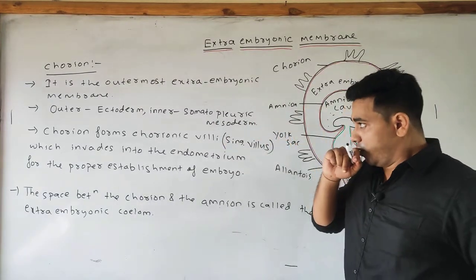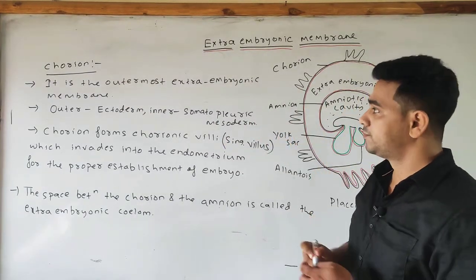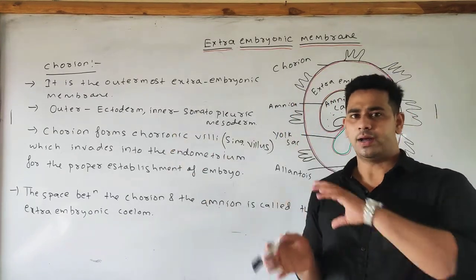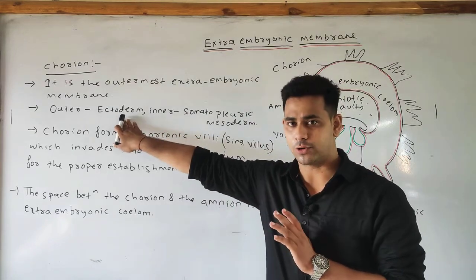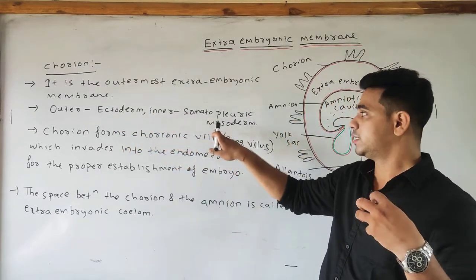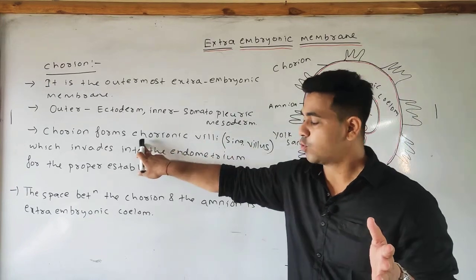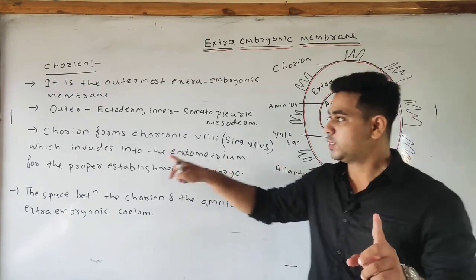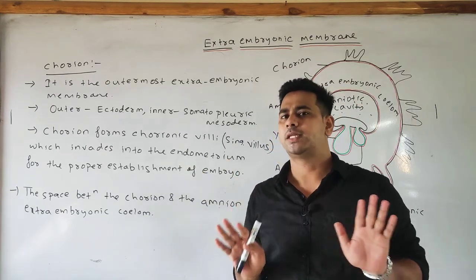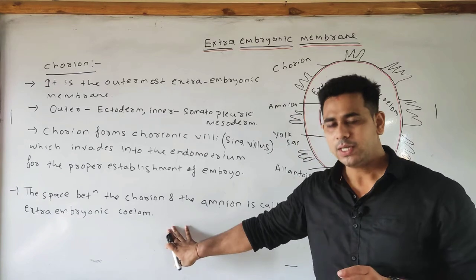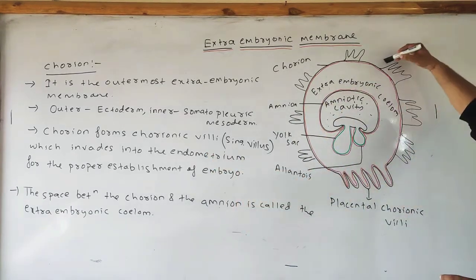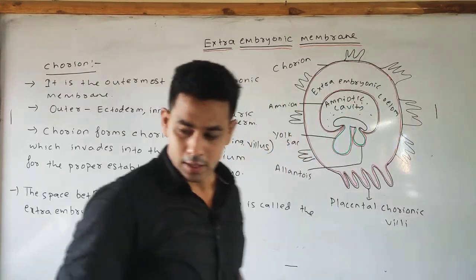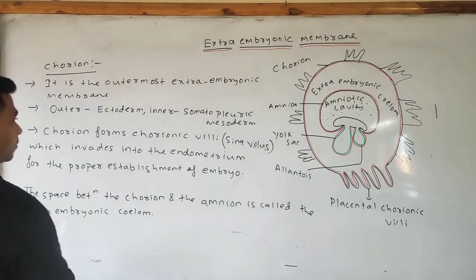Okay. The total we have discussed 4 points. First point, chorion, it is the outermost extra embryonic membrane. Second point, the outer portion is the ectoderm and the inner side is the somatopleuric mesoderm. The chorion forms the chorionic villi, singular is villus, okay, which invades into the endometrium for the proper establishment of the embryo. Last point, the space between the chorion and the amnion is called your extra embryonic coelom. Okay. Now we will discuss the function.